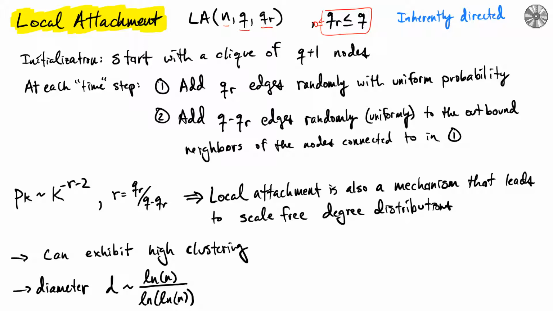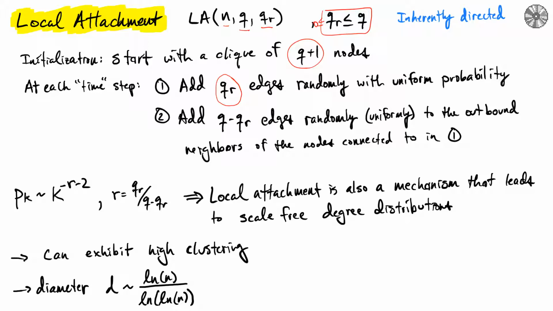In this case, we start with something quite similar. It's a clique of Q plus 1 nodes. And again, we're going to add nodes step by step. At each time step, we introduce a new node, and the fraction Q_R, so not quite all of the edges, because all of the edges would be Q, but Q_R of the edges are added randomly, uniformly throughout the graph.